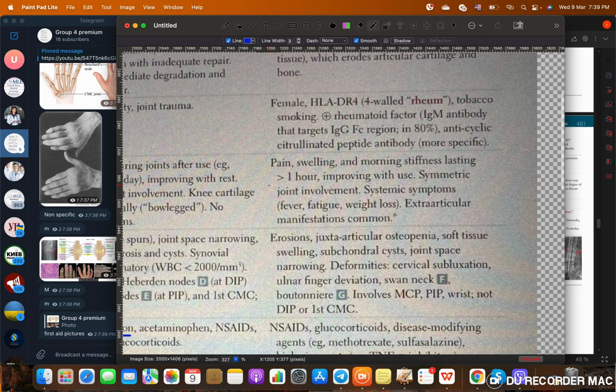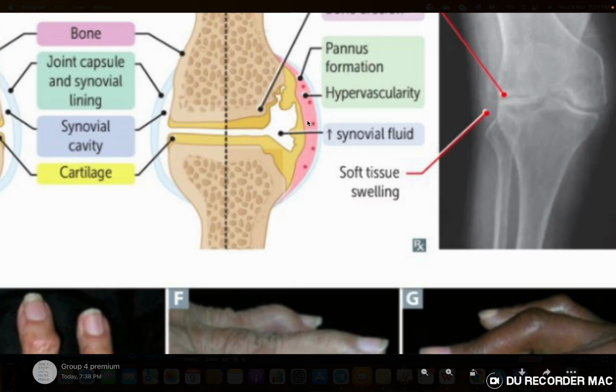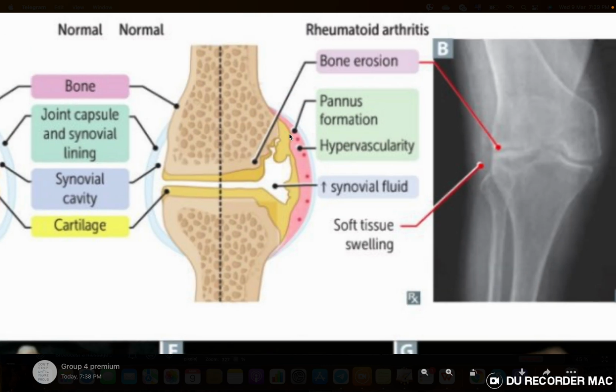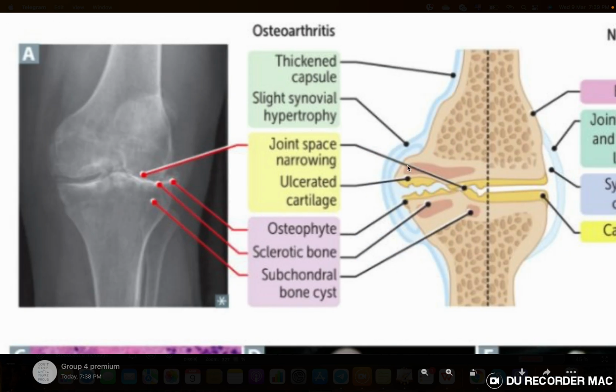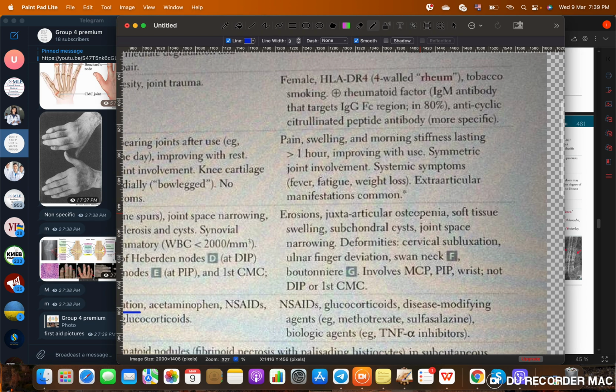Let's take a look at what has just been sent. Okay, so you can see this granulation tissue formation, the pannus. The synovial fluid will be filled with inflammatory cells as well, right? And you can see the eroding of the bone, which means it's getting eaten up. However, here you can see the osteophyte formation, right? You can see the narrowing of the joint as well. Okay, so let's see what they write here.